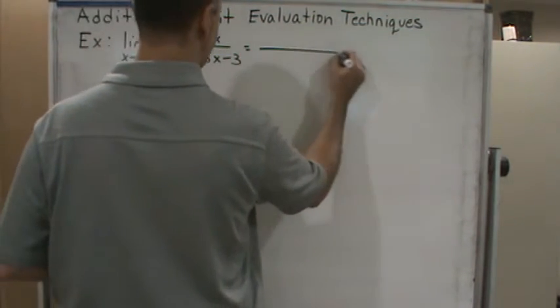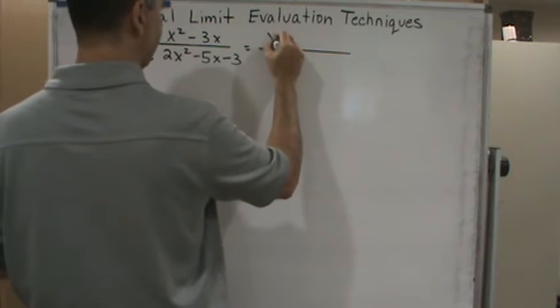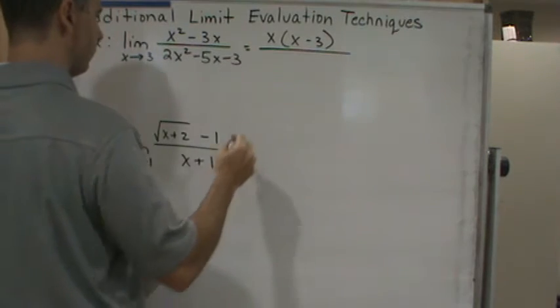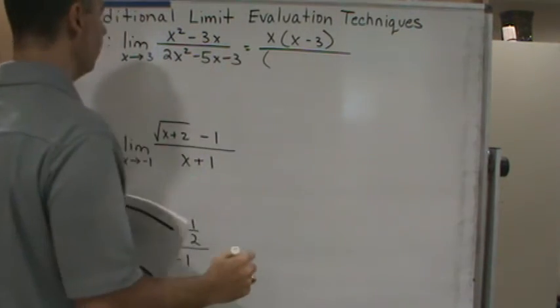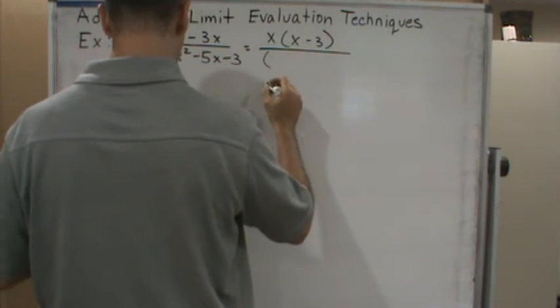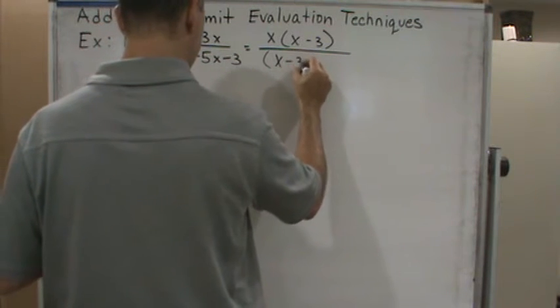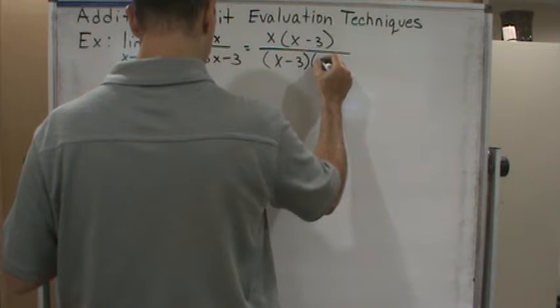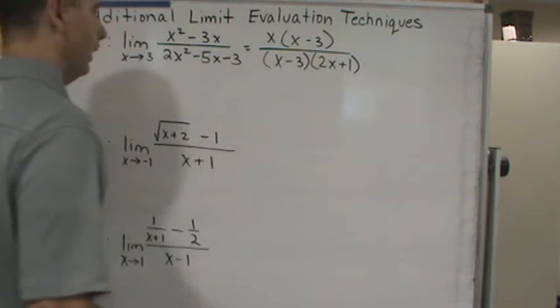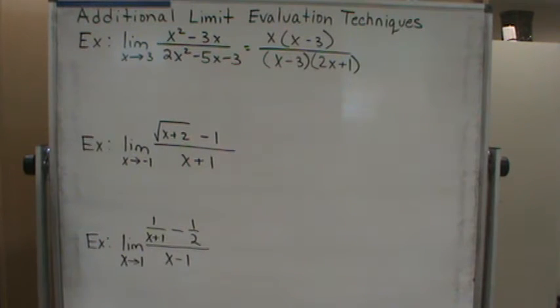So if you factor the top, you get x times (x minus 3). And the bottom will factor into (x minus 3) times (2x plus 1). Okay? And again, you could use the AC method, the method of decomposition, and so on.